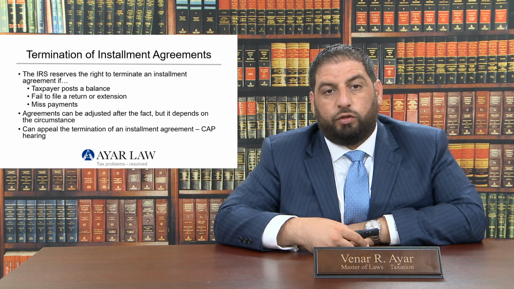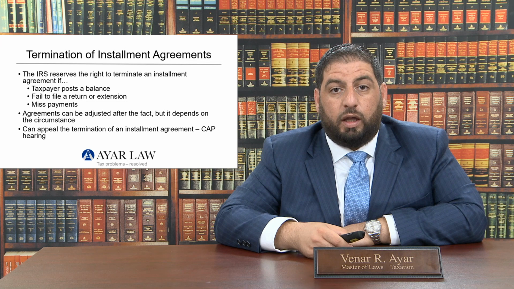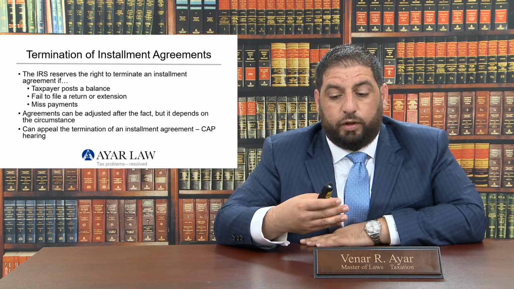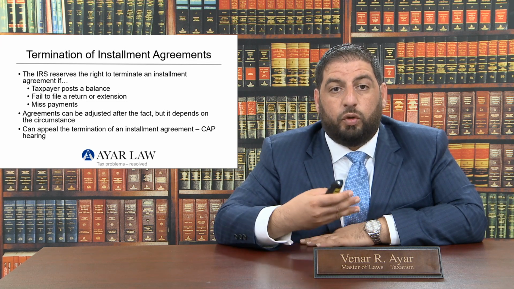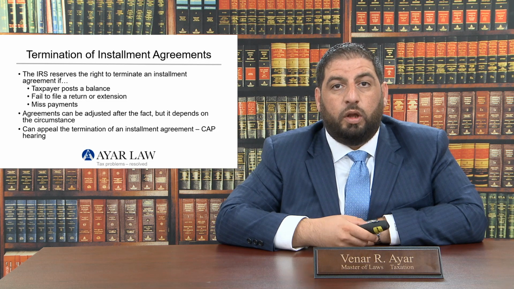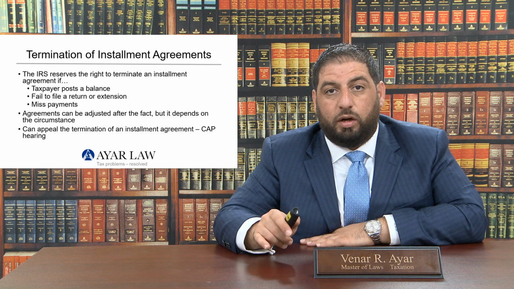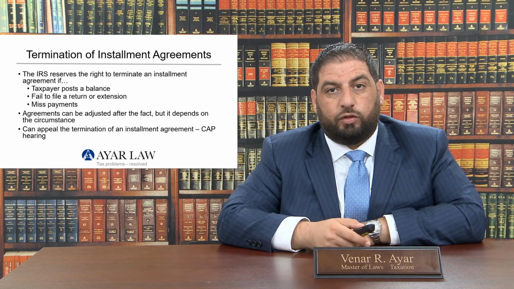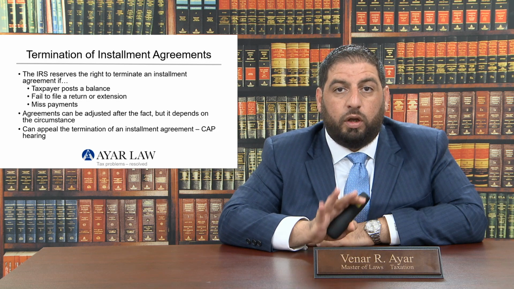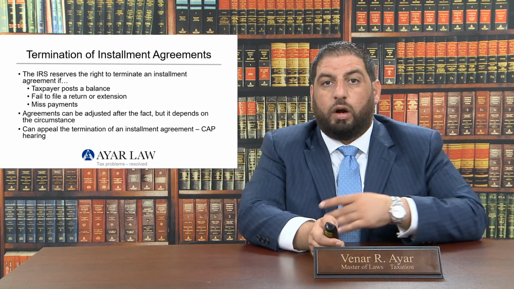They can also be adjusted after the fact, but if they do terminate an installment agreement, you absolutely have a right to appeal. You request a CAP hearing, a Collection Appeals Program hearing. That's done on Form 9423. We talk about that more in our module about how the IRS operates.